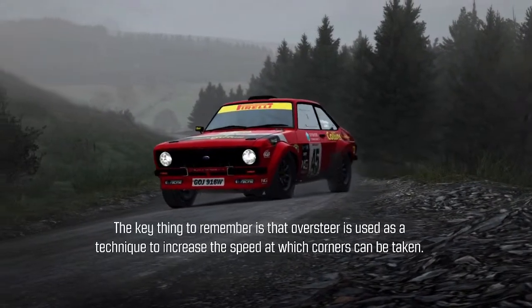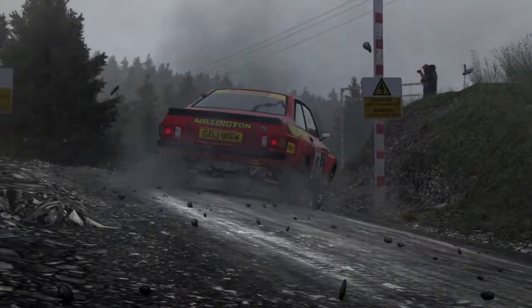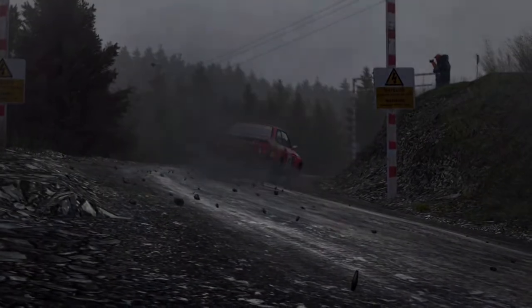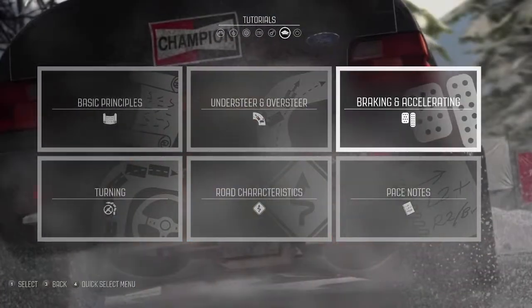The key thing to remember is that oversteer is used as a technique to increase the speed at which corners can be taken. Okay, so drifting basically.